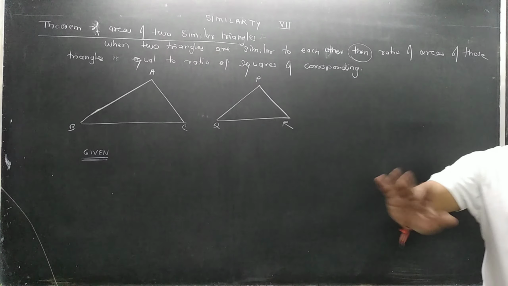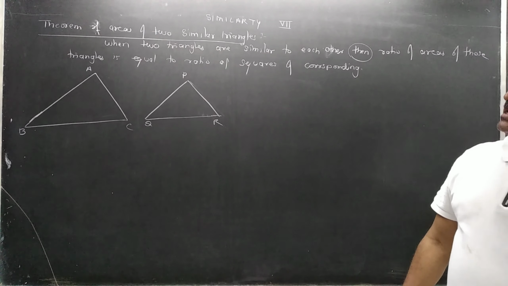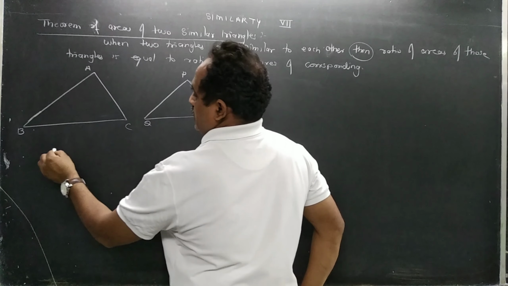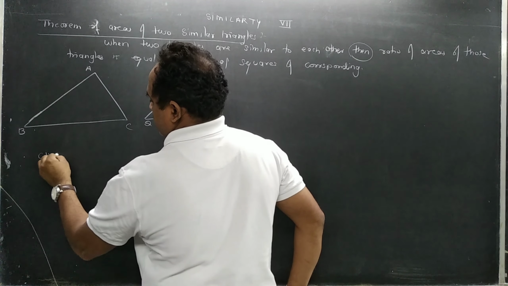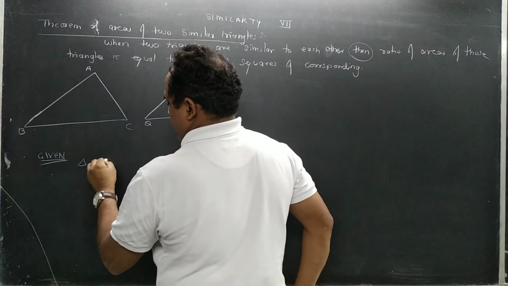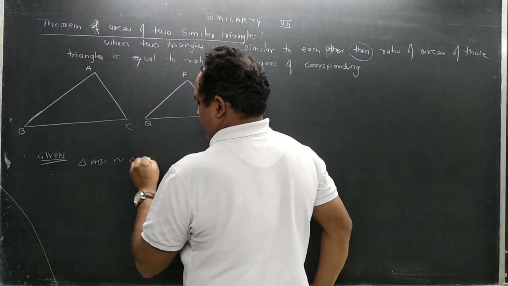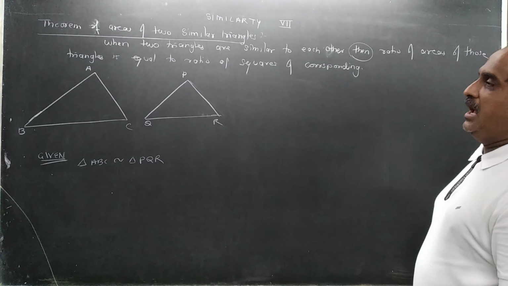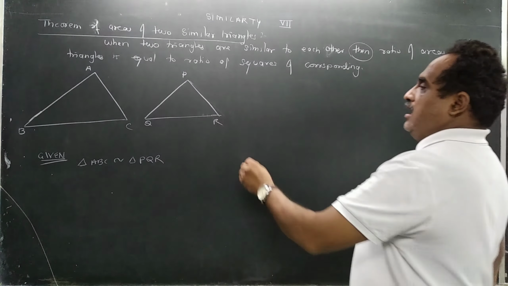We'll draw the figure. See, these two triangles are similar, so given: triangle ABC is similar to triangle PQR. ये दोनों दिया हुआ है. Yes, that is the only thing they have given, when two triangles are similar to each other. But what are we asked to prove?